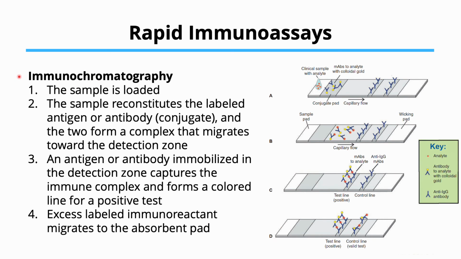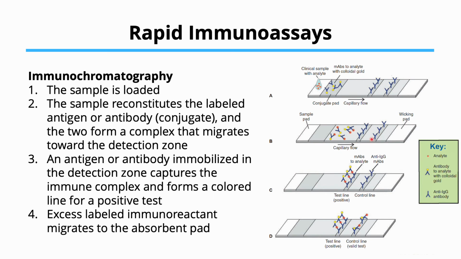Going into more detail about how immunochromatography works, first the sample is loaded in the sample port area, and using capillary flow, it moves throughout the membrane. The first thing that happens is that the sample reconstitutes the labeled antigen or antibody, and the two form a complex that migrates toward the detection zone. So this complex is formed here in the conjugate pad, and when the complex is formed, they travel towards the detection zone, which is here.